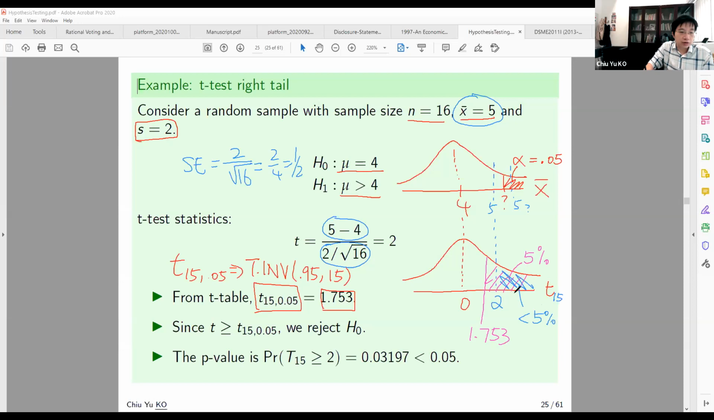So you would say this is far away from 0, that means 5 is in this scenario, far away from 4. So that's why we reject this at the 5% significance level. So we are done.